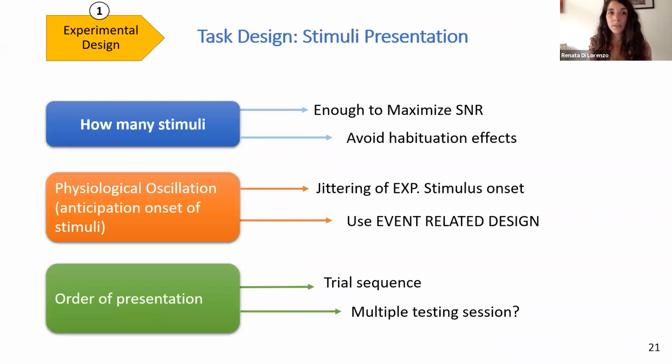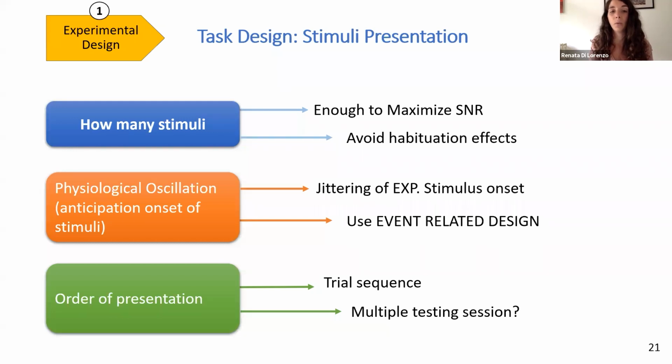Another question for this type of design is how many stimuli do I present? Well, that's a balance: you need to present enough stimuli to maximize the signal-to-noise ratio, but you also want to avoid habituation effects, so not too many. As I said before, you can check the literature. If there are studies on habituation in infants, you can also find some information there. Another issue is physiological oscillation, basically the anticipation of the onset of stimuli. How do you avoid it?